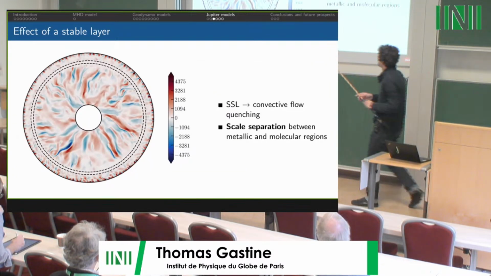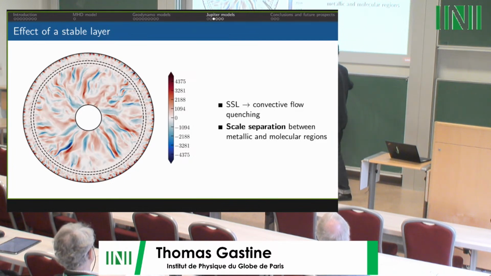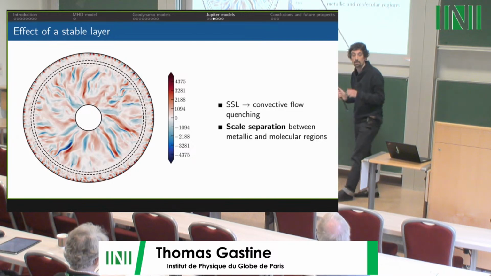So the first plot I'm showing here is the radial velocity in the equatorial plane, and the two dashed lines mark the location of the stable layer. So you produce large-scale convection in the dynamo region, small-scale flow in the non-conducting layer, and in between you see a nice quenching of the flow because of the stable stratification.